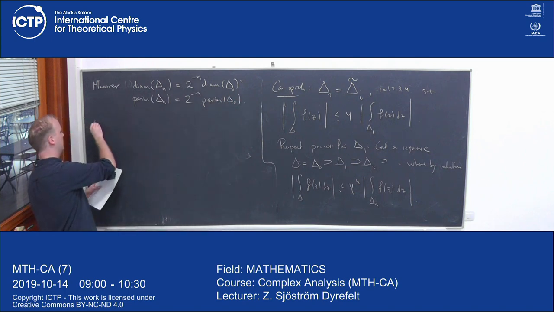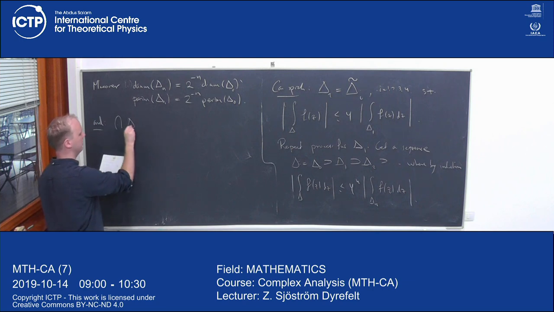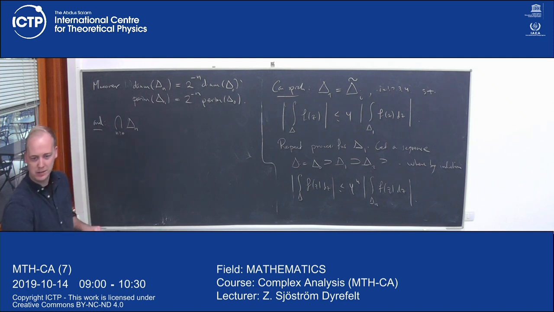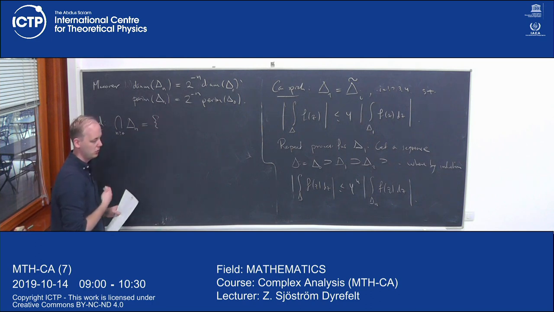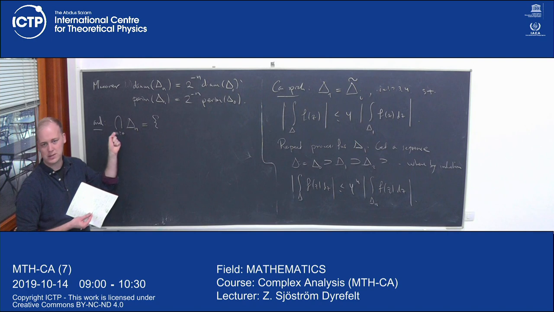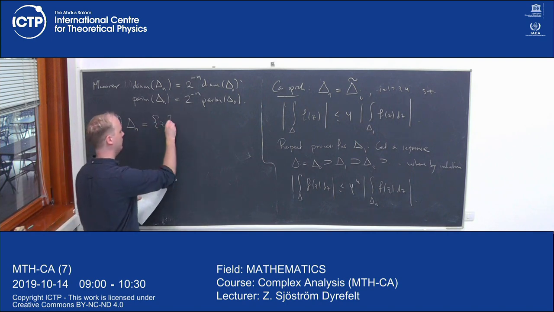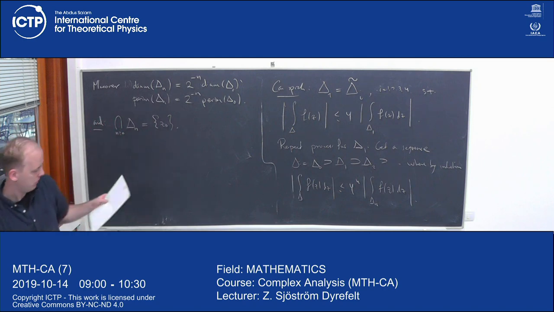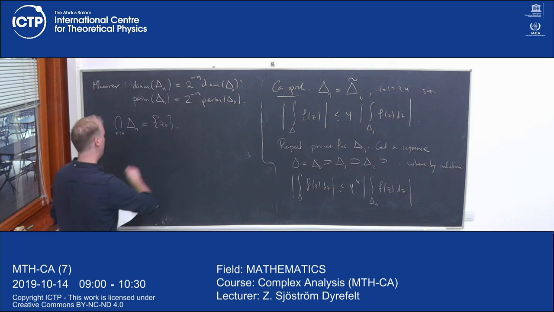Okay, and most importantly, if you look at the intersection of all these delta n's over an infinite number, then this is equal to what? Each such delta n is actually a closed set, right? So the intersection of all these closed sets is going to be closed, it's going to be a point. Okay, so you can show it's a point. And now we use this.